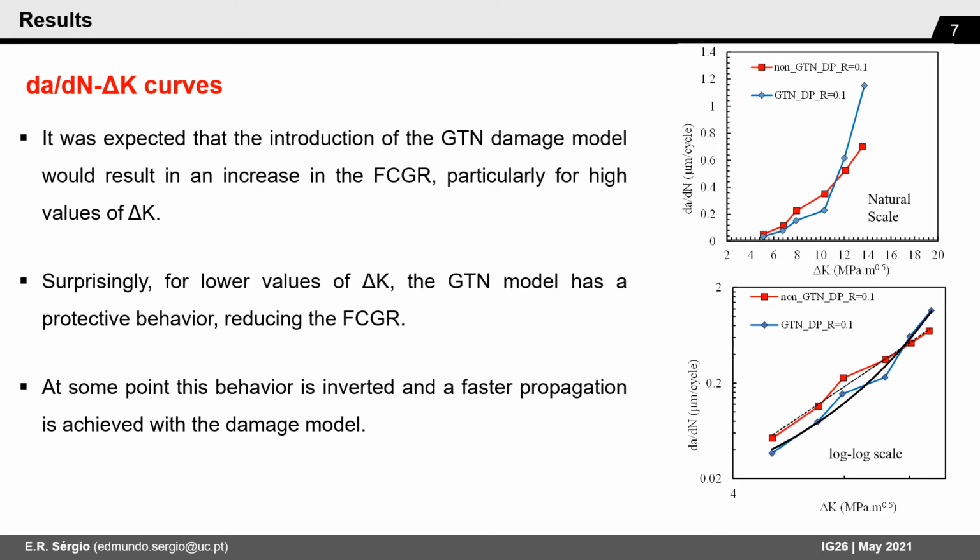This slide presents the da/dN-ΔK curves for both models, with and without GTN, in natural and log-log scales. It was expected that the fragilization induced by the GTN damage model would result in an increase in the fatigue crack growth rate, particularly for higher values of ΔK. However, as can be seen in both graphs, for lower values of ΔK, the GTN induces a protective behavior. At some point, this trend is reverted and the faster propagation is achieved with GTN, as it was expected.